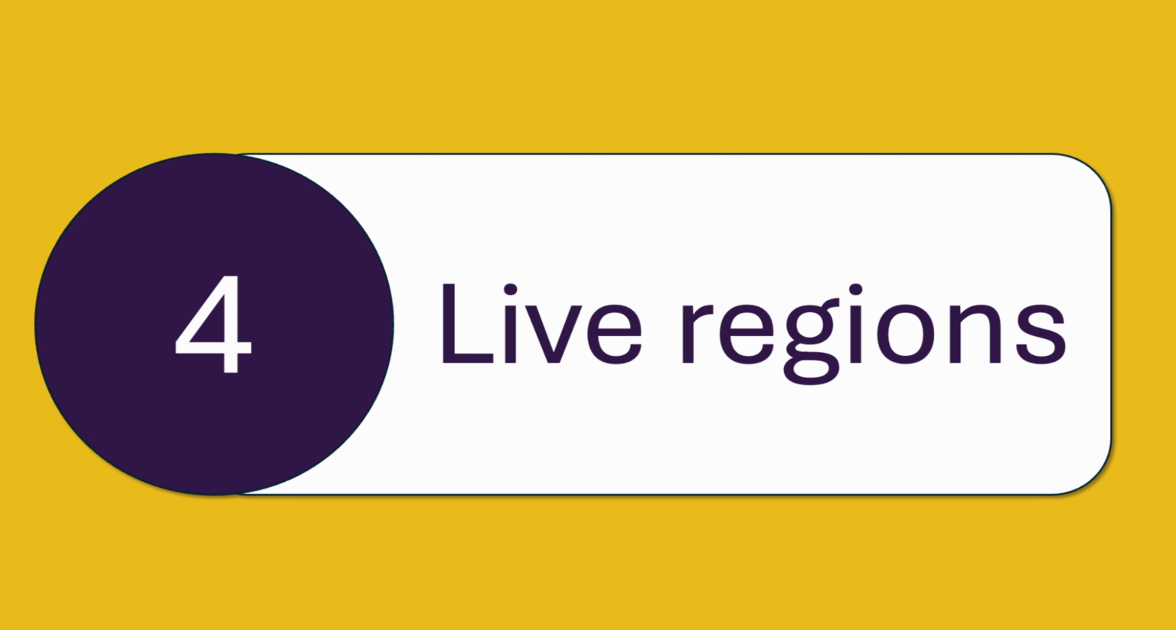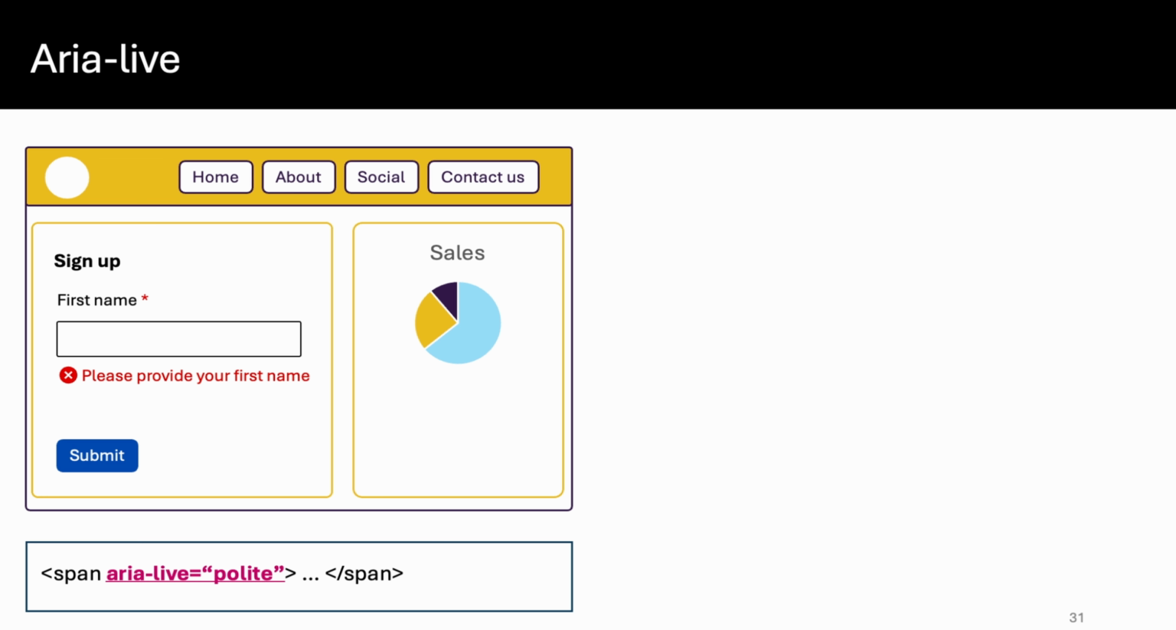Live regions solve a very specific problem. Content changes without the user moving focus. Let's begin with aria-live. This error message on the screen is visually intuitive and is good for a visual user. But for a screen reader user, we need to provide a mechanism to make that announcement. And that's where we make use of live regions to allow the page to announce updates when they happen.